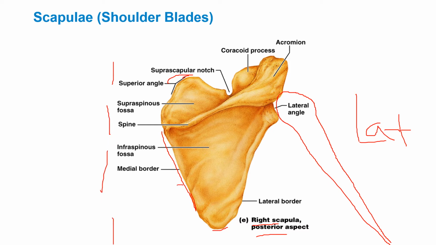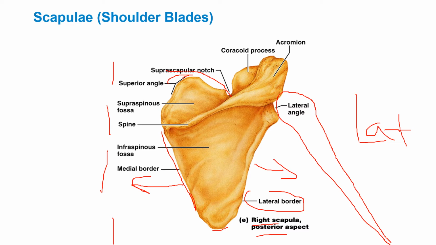So that's medial border. Lateral border. Superior, inferior. Then you can still see a little bit of that suprascapular notch there. And you can see the superior angle.